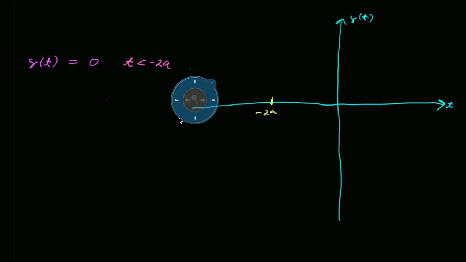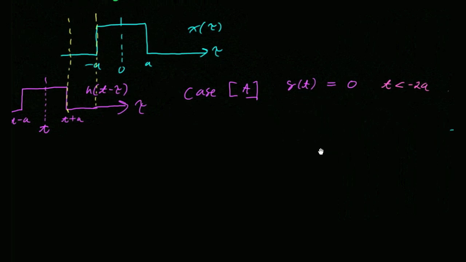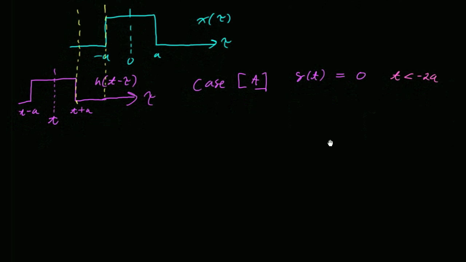Okay, so if I'm plotting y of t, then I've got minus 2a, and my answer is 0 as long as I'm less than minus 2a. You with me? Okay, good. That's case A done. So I start with my block at negative infinity. I get 0, 0, 0, 0, 0, 0. And then all of a sudden, this block and this block start to overlap. That's your next case. That's case 2. So let's take this block, shift it over a little bit, and now we'll have that. So that's your case B.